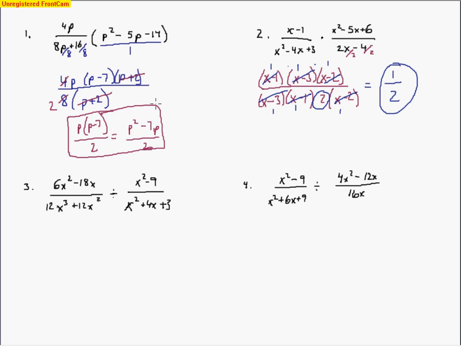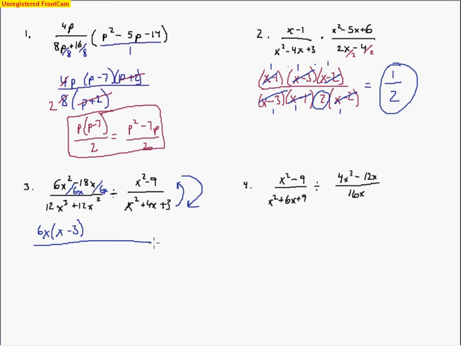The last type that you'll see from this section is a division problem. You have to remember to change it to multiplication, but take the reciprocal. So I'm going to change it to multiplication, take out some common factors as I go, and take the reciprocal. I'm going to take out a 6x. That's going to go in the bottom of the fraction, and what's left over is an x minus 3.